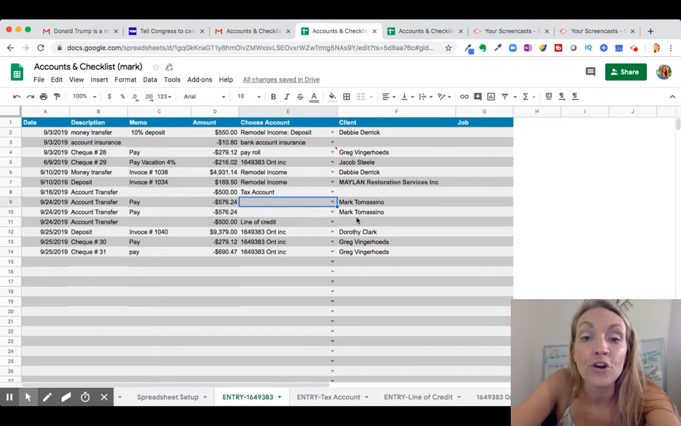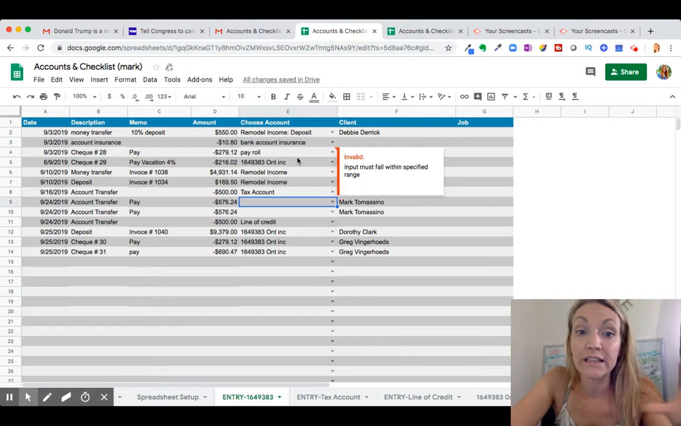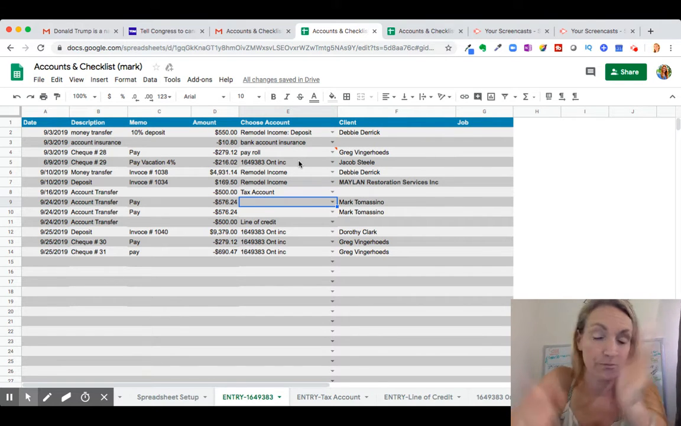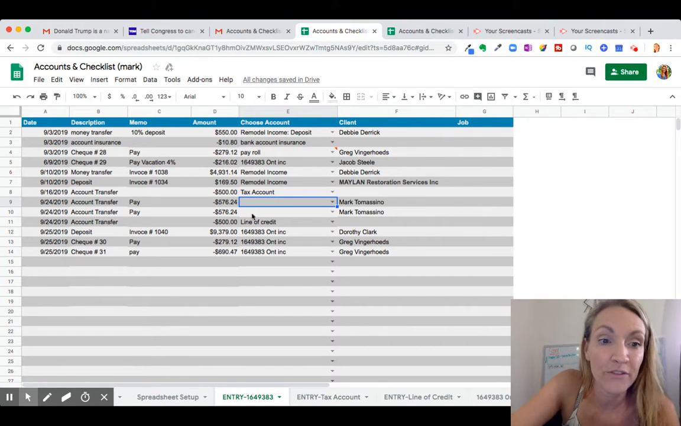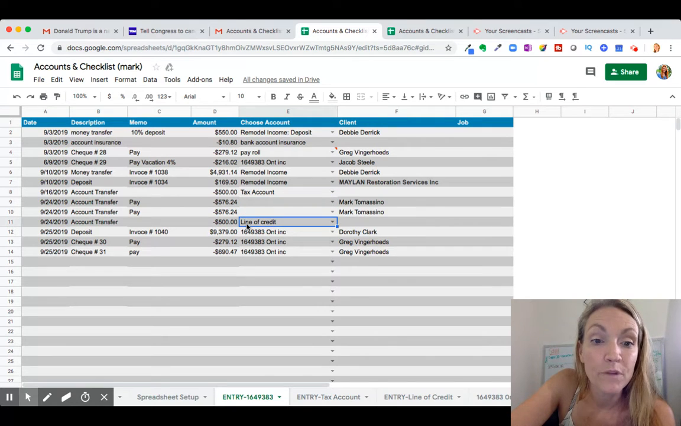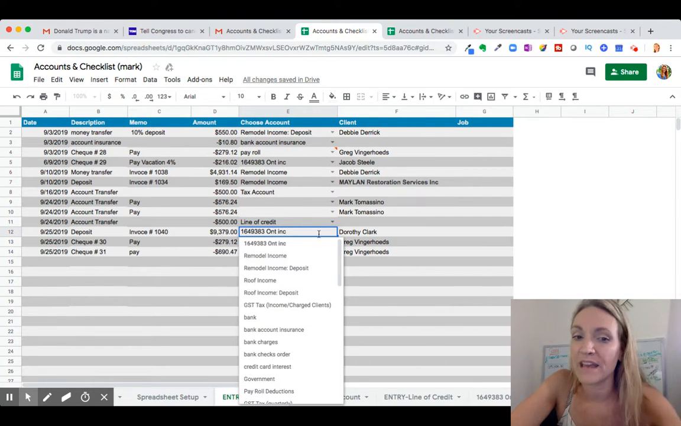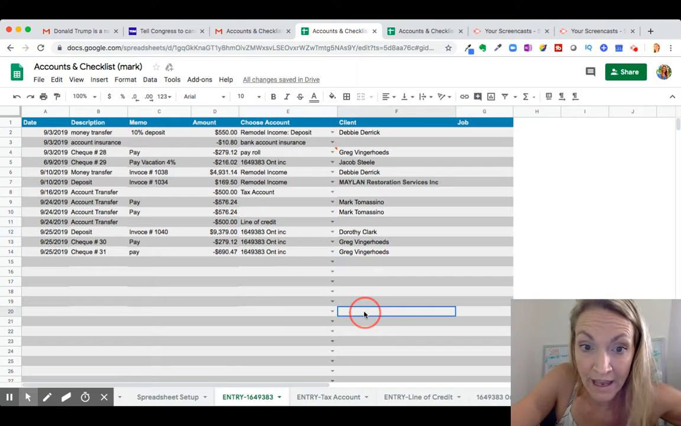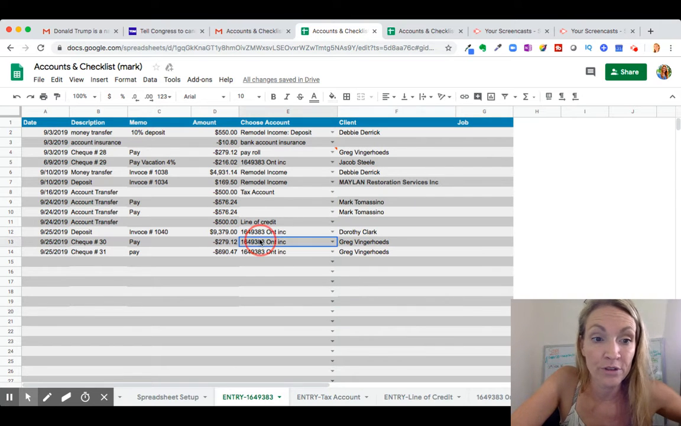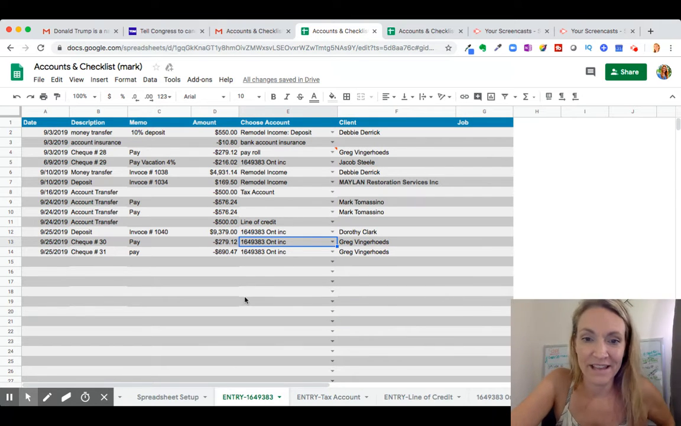Oh, and for your pay, do add you. If you're paying yourself as an employee, I would list you as well. Payroll, colon, or whatever, however you want to categorize. Line of credit, awesome. And yeah, invoice, same thing, remodel income, or add another category, roofing income, whatever you'd like. Pay, that would be the same thing here.